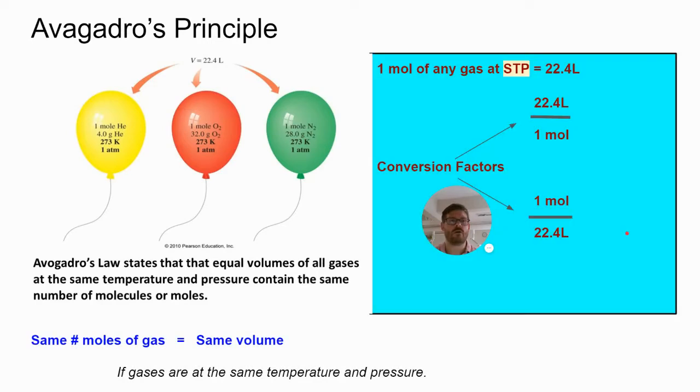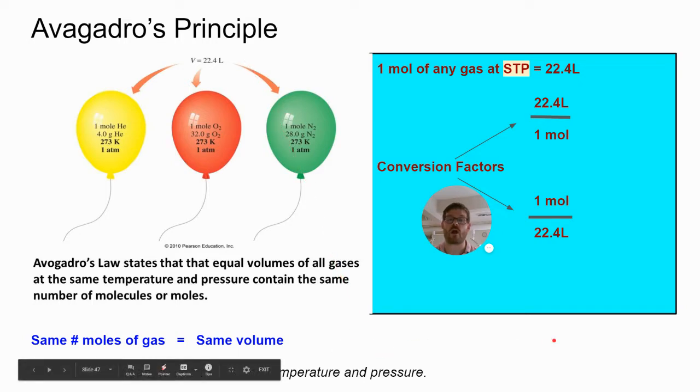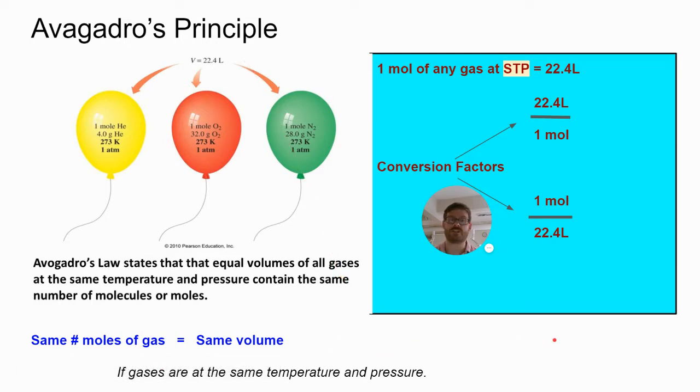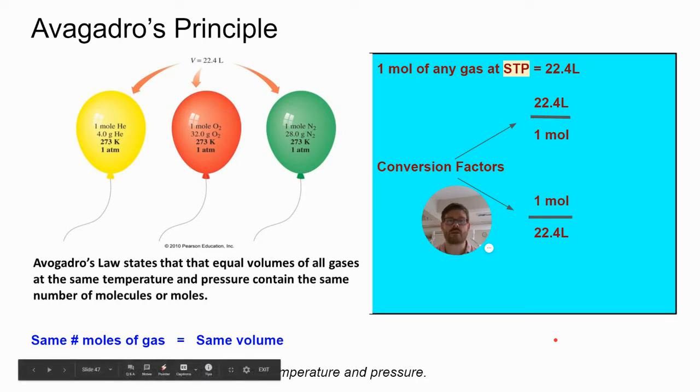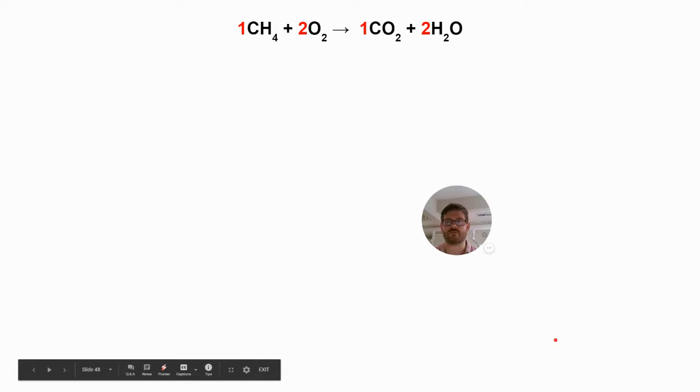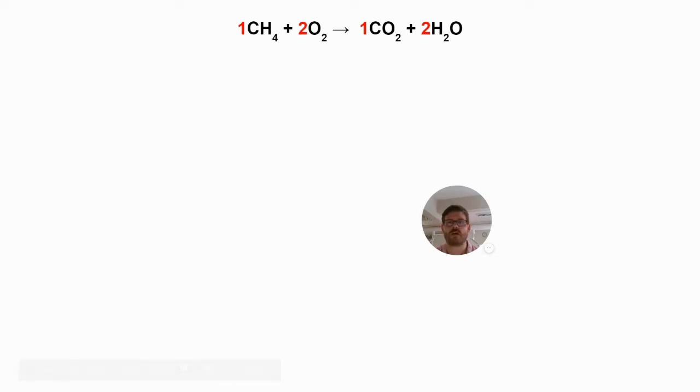Okay, so this is what we would use to find the molar volume of a gas at standard temperature and pressure. This principle always applies as long as the temperature and pressure are constant. If it changes, we can't use this. Let's look at a couple of examples to help us along the way. First example here, combustion of methane.